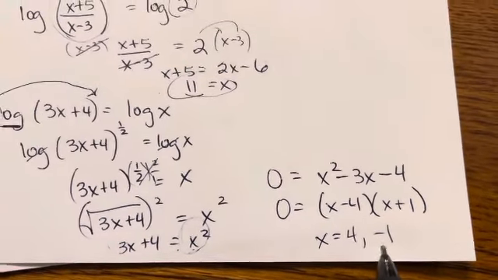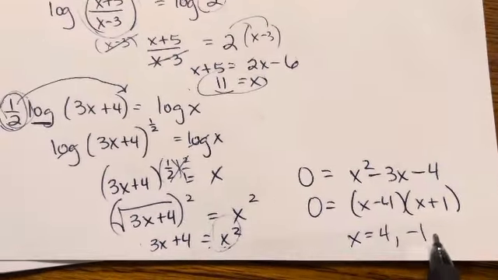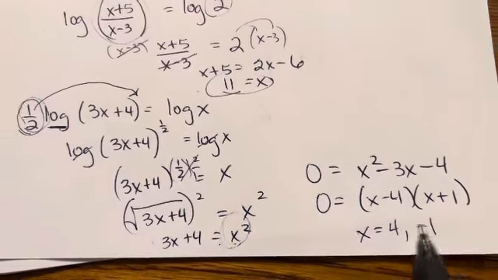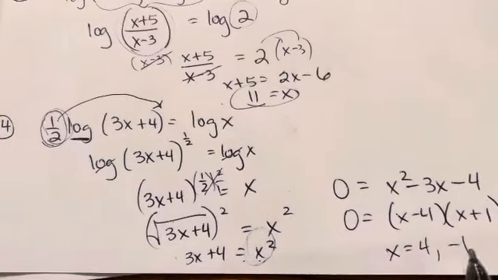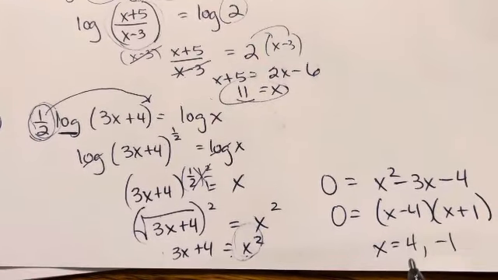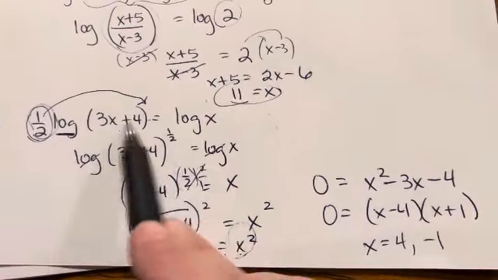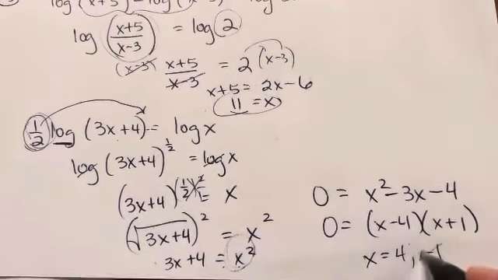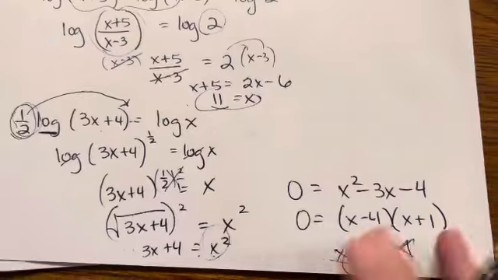Now, go back and check these answers. Sometimes if neither one works, it would be no solution. Sometimes they'll both work. Even though he's negative, he might work when you plug him back in. So check them both. My 4 looks fine. But when I plug in my negative 1, I can't take the log of a negative, so I'm going to cross him out, and my answer is only that one thing.